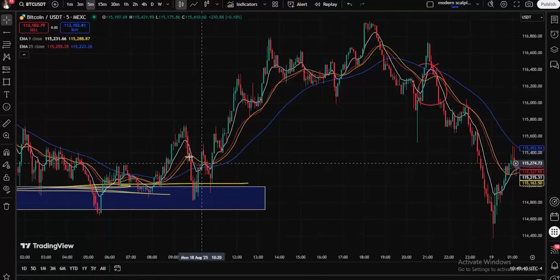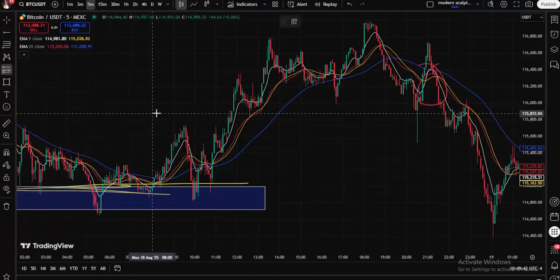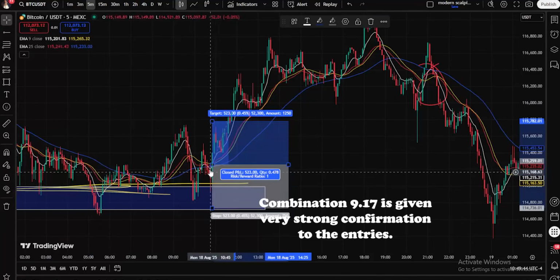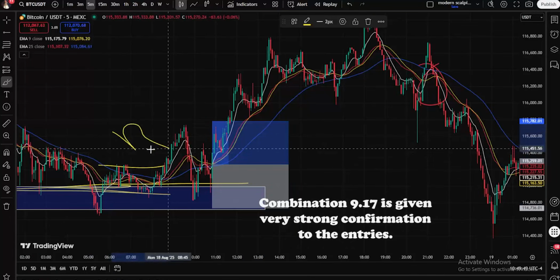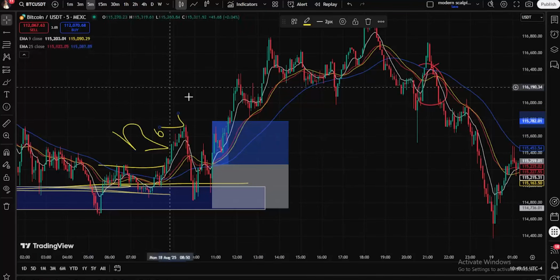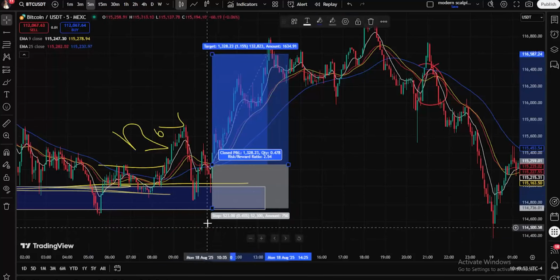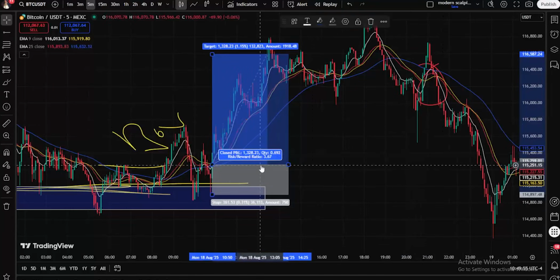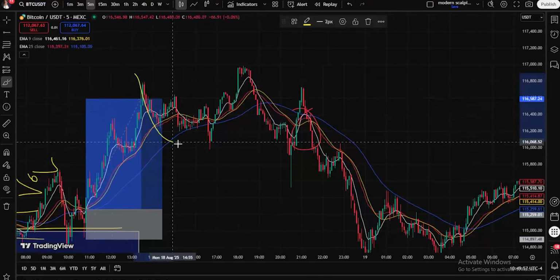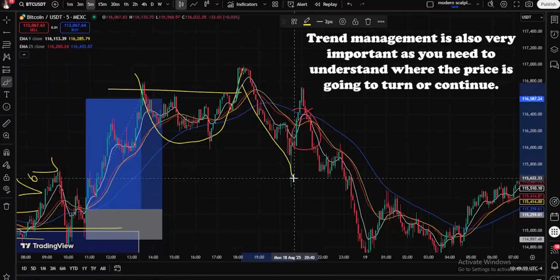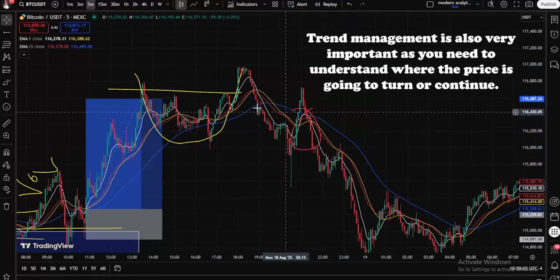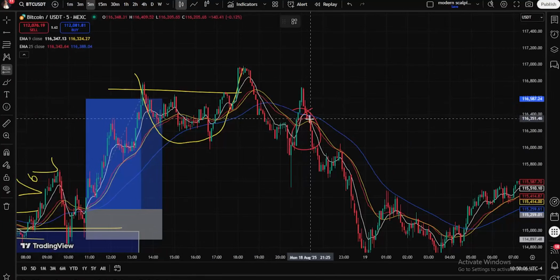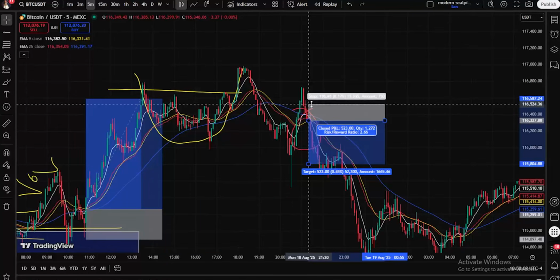Fast and accurate signals. Especially the combination of EMA 9 and 17 gives very fast entry signals and creates many trading opportunities on the 5-minute time frame. Trend management. EMA 25 and 30 help you trade only in the direction of the main trend and prevent false entries against the market direction. This increases the probability of successful trades.